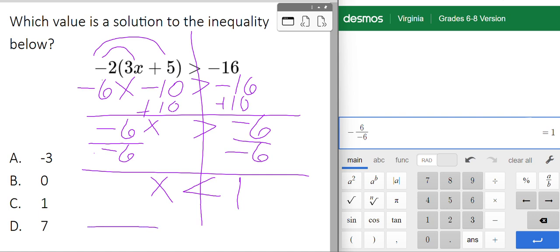So we're going to go ahead and draw a small number line here. We're going to put a 0 there, and then we're going to put a 1 here. It's an open circle, and it's pointing toward the smaller numbers. So we have to ask ourselves, is negative 3 less than 1? Yes, it is. And is 0 less than 1? Yes, it is. Is 1 less than 1? No, it is not. And is 7 less than 1? No, it is not. Okay? So we had two actually solutions for this inequality.